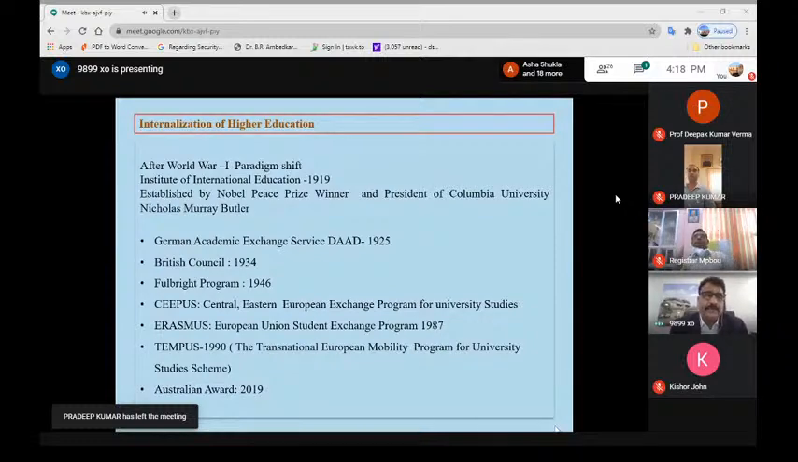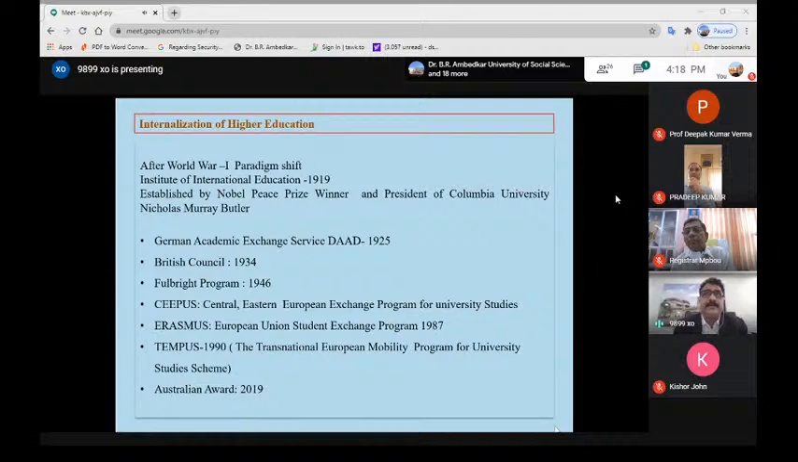Then the Fulbright program in 1946. The Fulbright Commission started a number of fellowships, and the Fulbright scholarship is one of the prestigious fellowships started by the US government in 1946. From 1946 till date, those students who got a fellowship become an instrument, or an ambassador, for their respective countries.